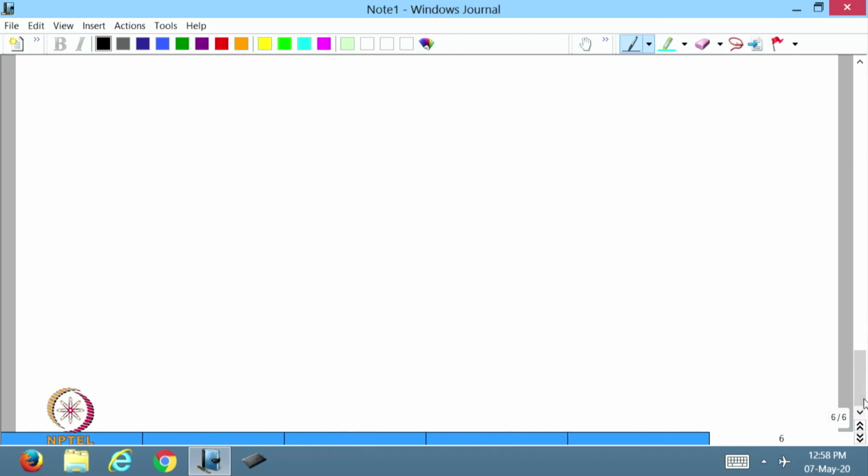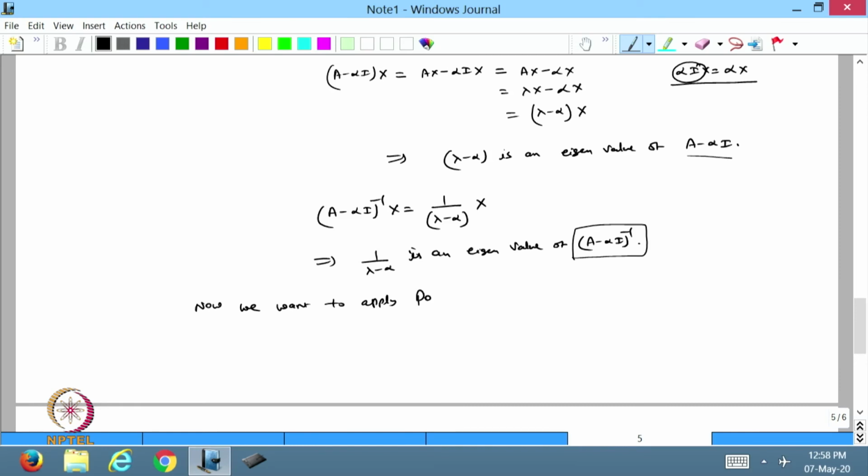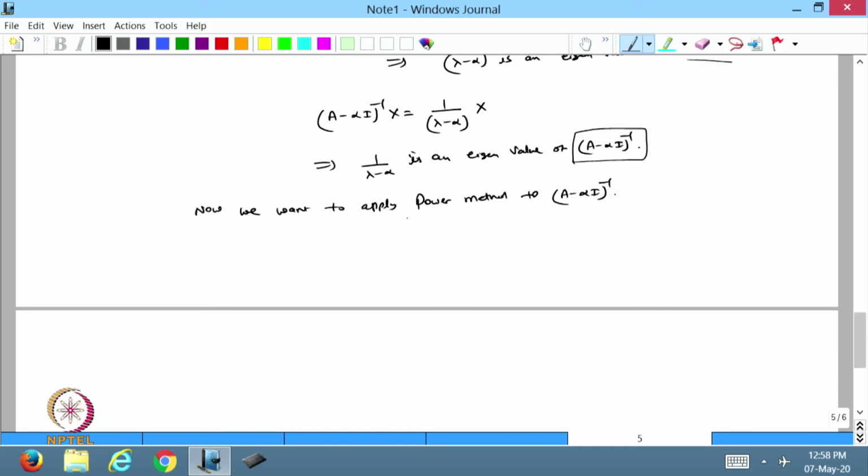Now, what will happen? Now, I want to apply the power method to this matrix, A minus alpha I inverse. The question is that I know the power method gives me the dominant eigenvalue. So, it is going to give the dominant eigenvalue. Now, how can we say that this is the dominant eigenvalue? So, that is the question.